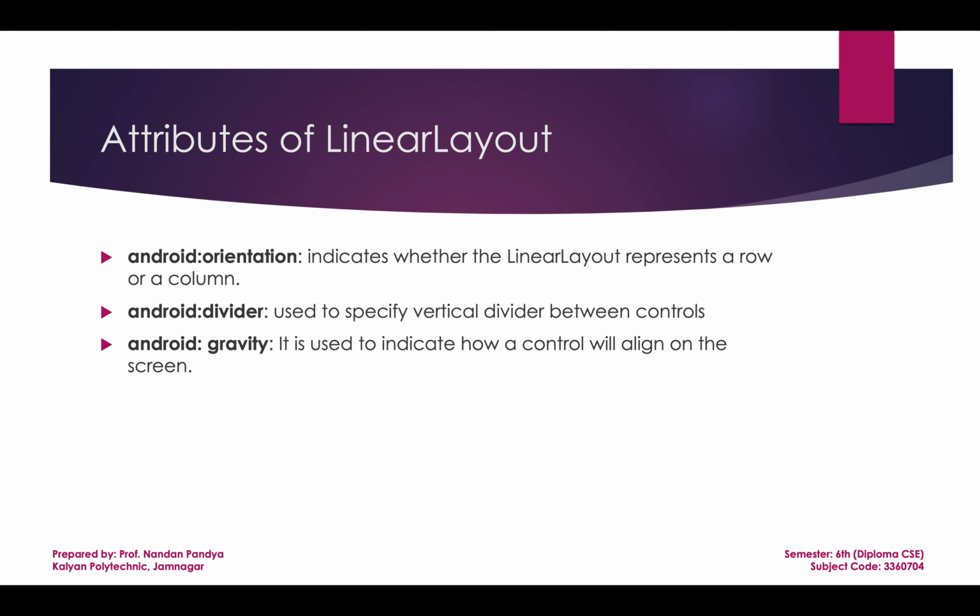Orientation. This specifies the direction of arrangement, and you will use horizontal for a row and vertical for a column. By default, the orientation value is set to horizontal. Another attribute is divider. This is a drawable to use as a vertical divider between views. Gravity specifies how an object should position its content on both x and y axis.